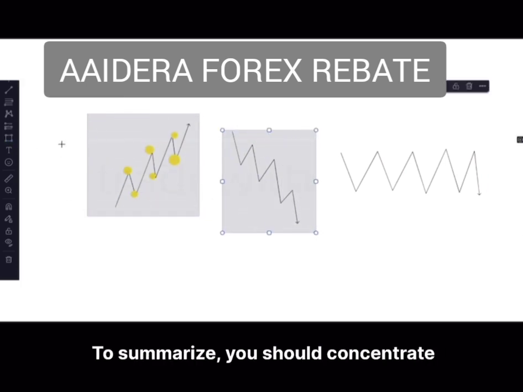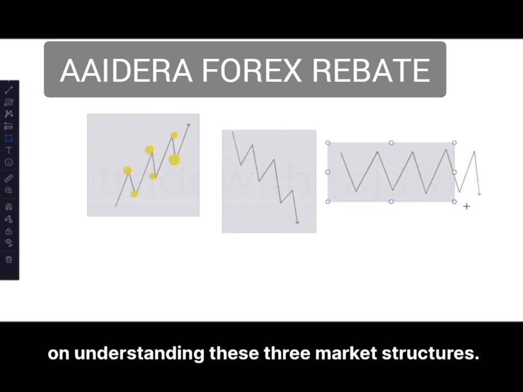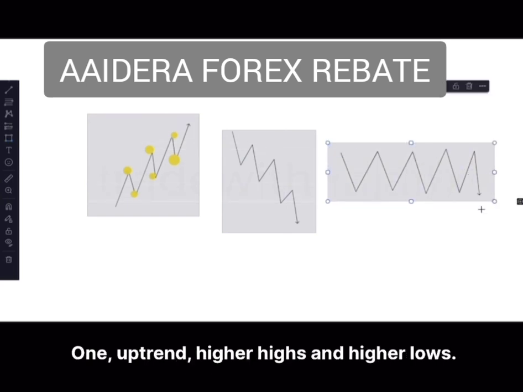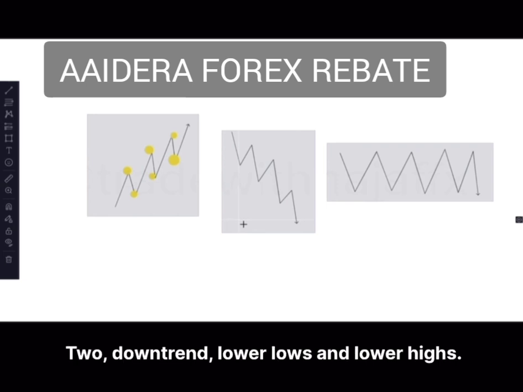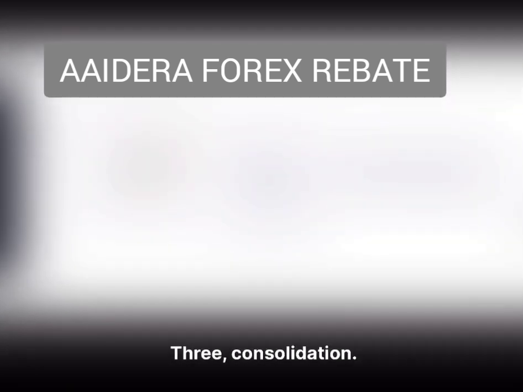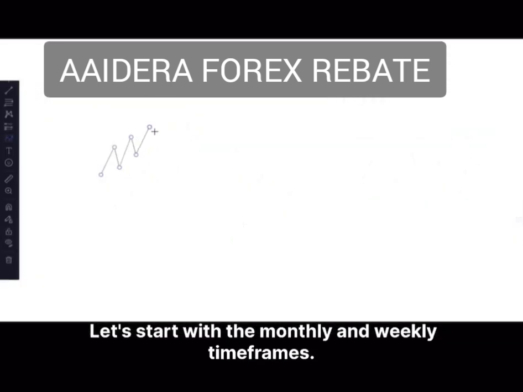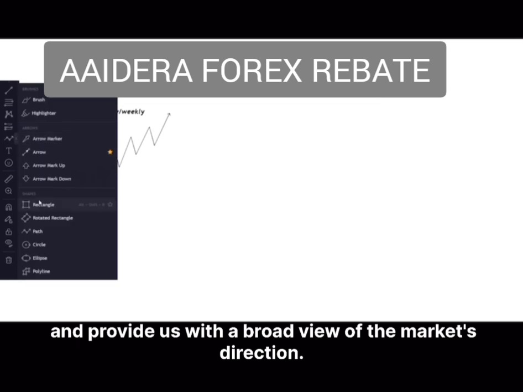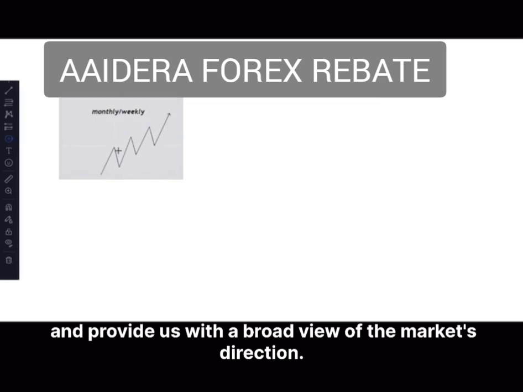To summarize, you should concentrate on understanding these three market structures. 1. Uptrend, higher highs and higher lows. 2. Downtrend, lower lows and lower highs. 3. Consolidation. Let's start with the monthly and weekly time frames. These are our largest time frames and provide us with a broad view of the market's direction.